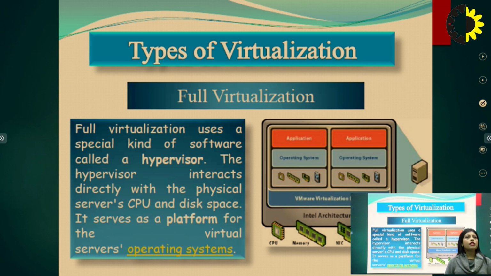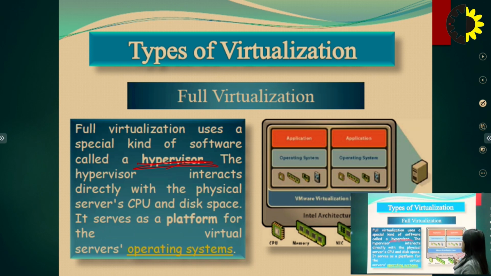So next topic is types of virtualization. First type is full virtualization. Full virtualization uses a special kind of software called a hypervisor, because the hypervisor plays an important role in virtualization. The hypervisor interacts directly with the physical server CPU and disk space. It serves as a platform for the virtual server operating system.